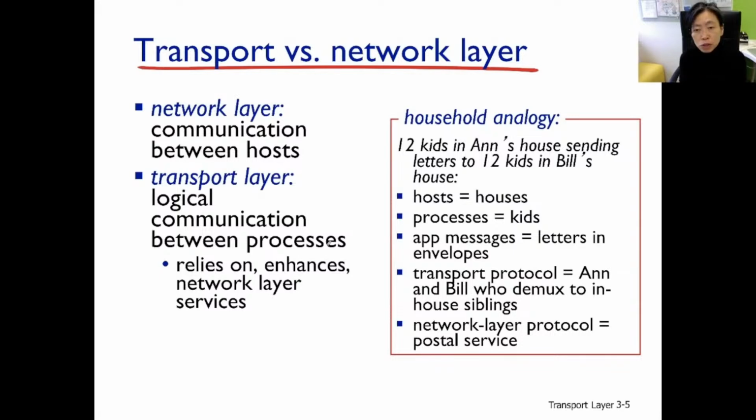Transport layer versus network layer services. So the transport layer works closely with the application layer. It works also closely with the network layer. But we have not yet talked about network layer functionalities much, so let me just break it to you.